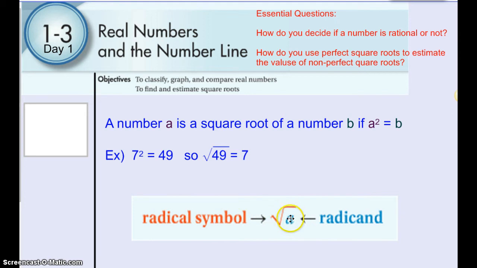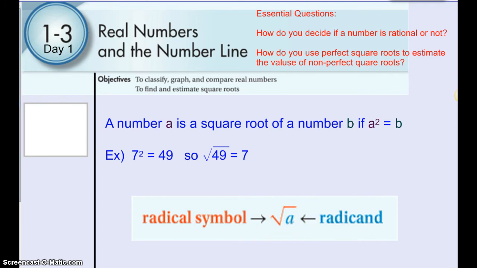The radical symbol kind of looks like a check mark. The number underneath that is called a radicand. So those are just good vocabulary for you to know. The radicand is under here, the radical is the sign.